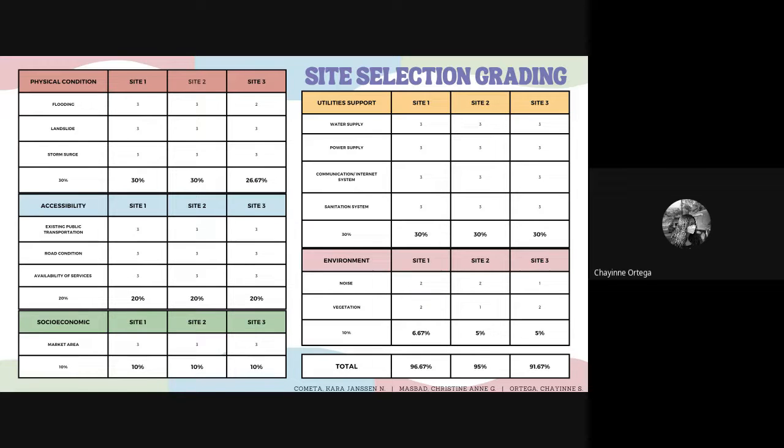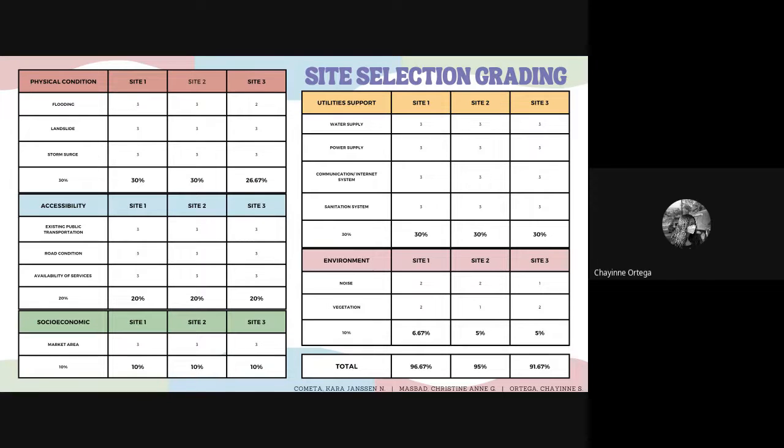And for the utilities, since it is also located in the business district and it is adjacent to a road, they all got perfect in the utility support. And for the environment, site 2 and site 3 got 5%, while site 1 got 6.67.